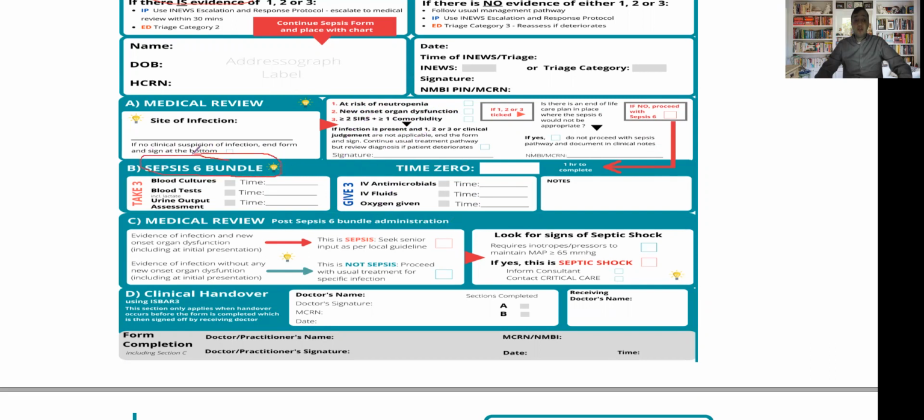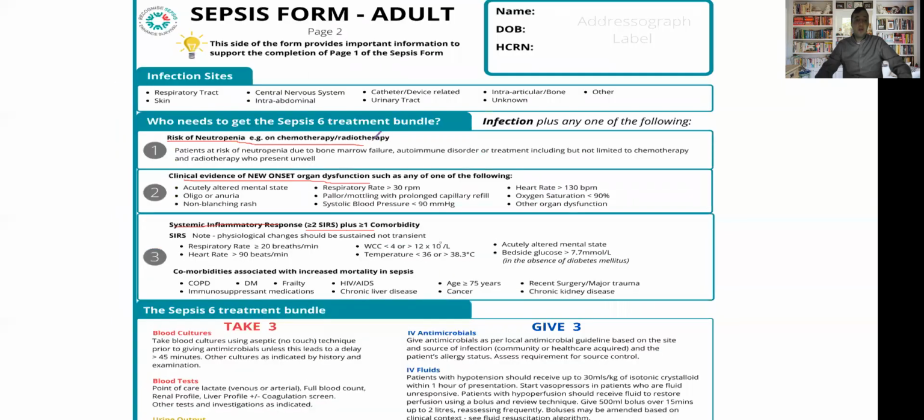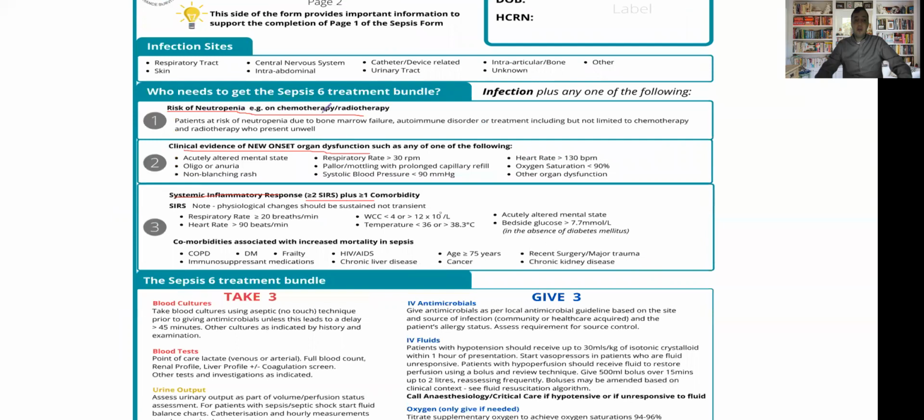Sepsis 6 bundle, we have to start the Sepsis 6 bundle within the first hour of suspected sepsis. We have to take 3 things, which is blood culture and blood tests and urine output assessment, and 3 things to give: IV antibiotic and IV fluid and oxygen therapy. This is very important to mention. This is risk of neutropenia, which is the patient on chemotherapy or radiotherapy who needs to get the Sepsis 6 treatment bundle. Infection plus any one of the following.